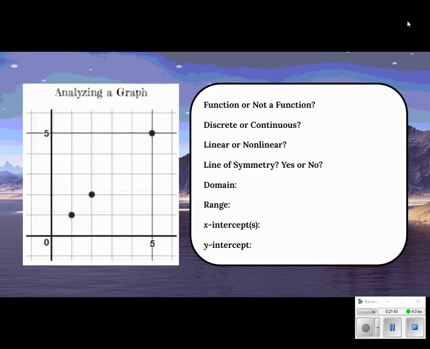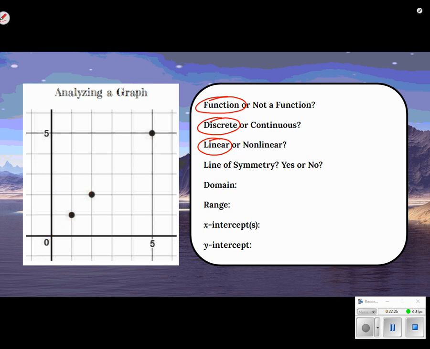All right, so we're going to analyze a couple graphs and then we'll be done. Is this a function or not a function? If I drop my vertical line, this is not that great of a graph, but it's going to pass the vertical line test. So this is a function. Is it discrete or continuous? Well, it's made up of dots, so it is definitely discrete. Is it linear or nonlinear? Technically speaking, if I drew a line through these points, it would be a straight line. So we're going to say it's linear. The line's not really there, though.